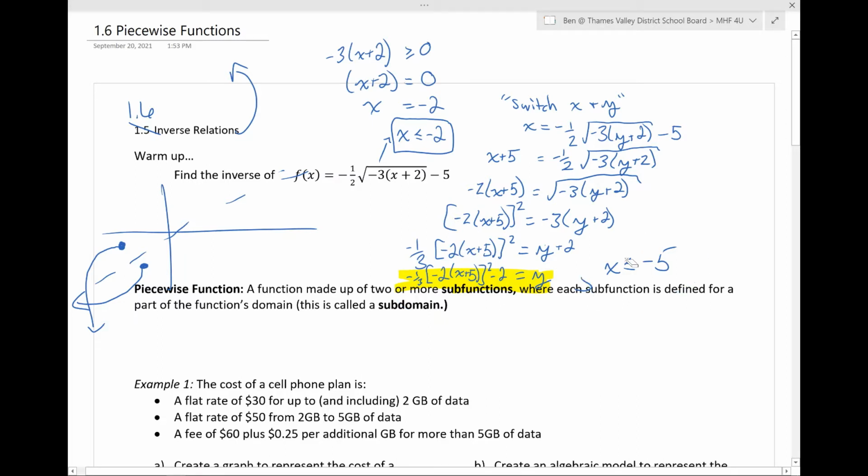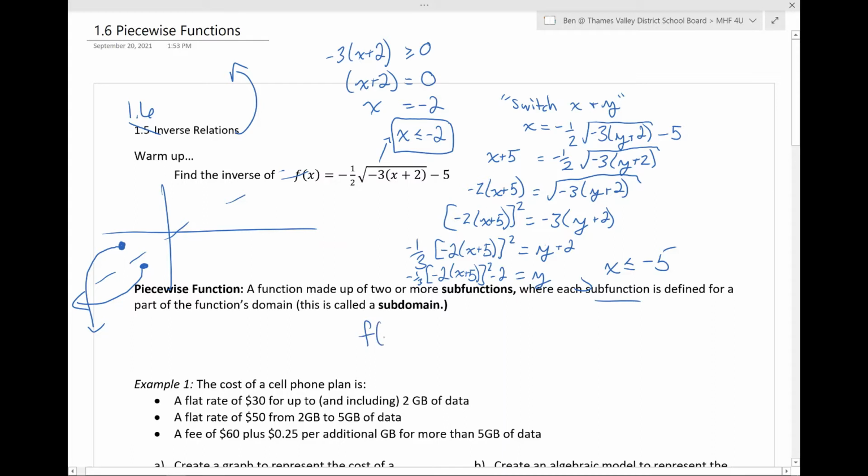Okay, we will see that theme pretty common as we work forward here into our piecewise function. So a piecewise function is a function made up of two or more, we call them subfunctions, where each of these subfunctions is defined for a certain part of the function's domain. Okay, we'll call that a subdomain. So that means that for a certain part of the domain, we use one function, and for a different part of the domain, we use another function.